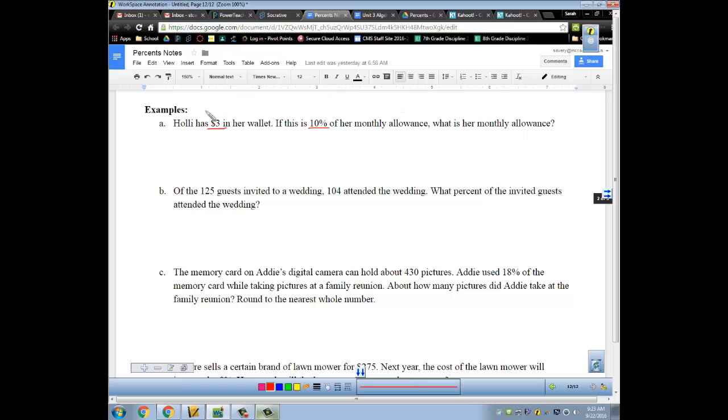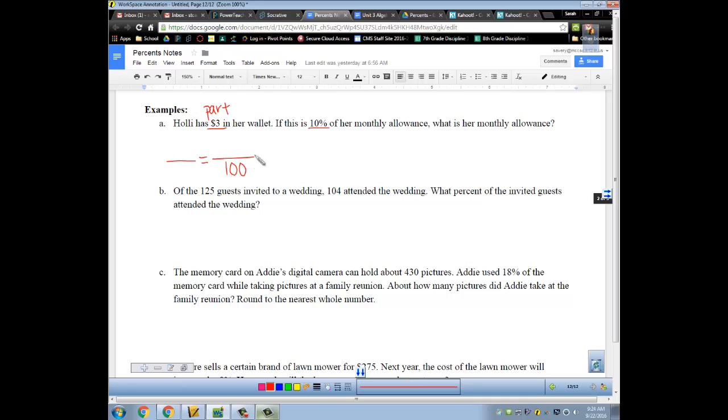So we need to figure out, is 3 part of the total or is it the total? I would say this is part of the total because we're going to figure out her monthly allowance, and the $3 is just part of her allowance. So set up the proportion.